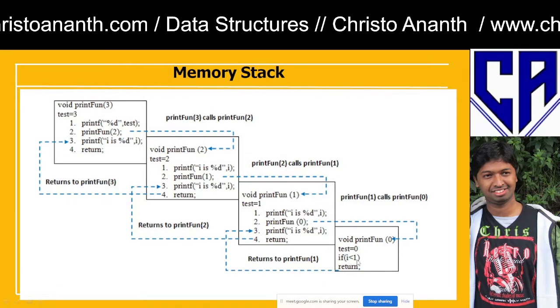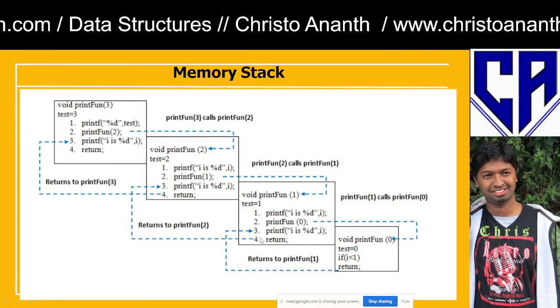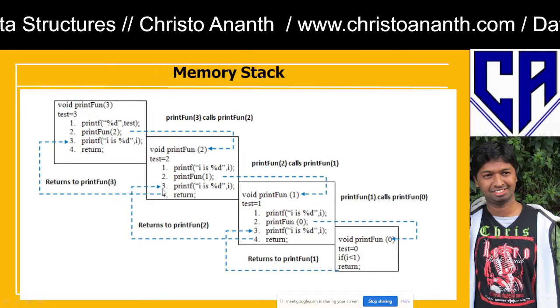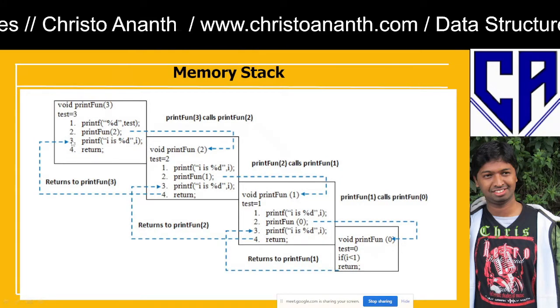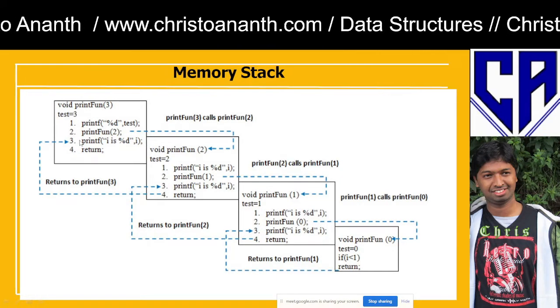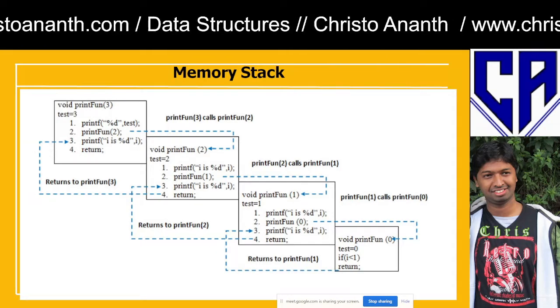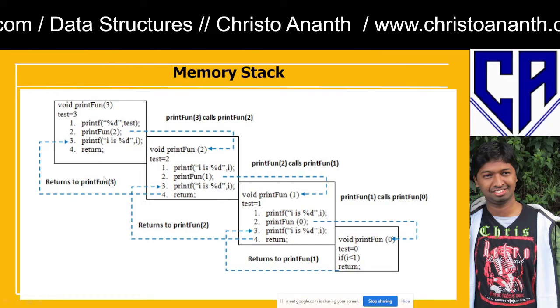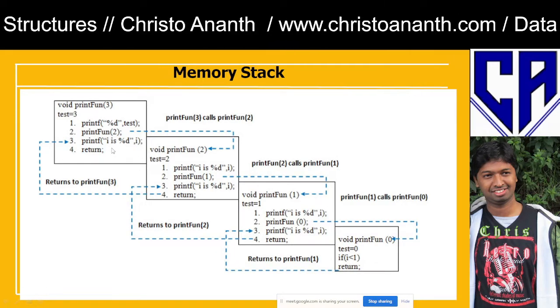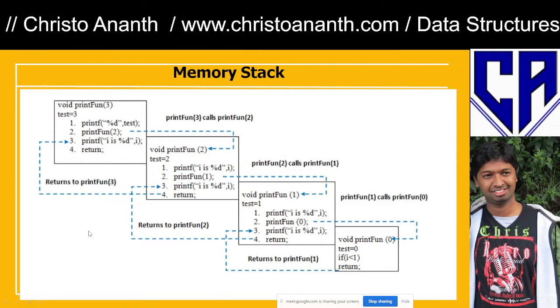So this one is going to return to print function 1, this one is going to return to print function 2, and this one is going to return to print function 3. This is how the memory stack procedure works, where each of the print functions calls and then returns to the corresponding respective print function.